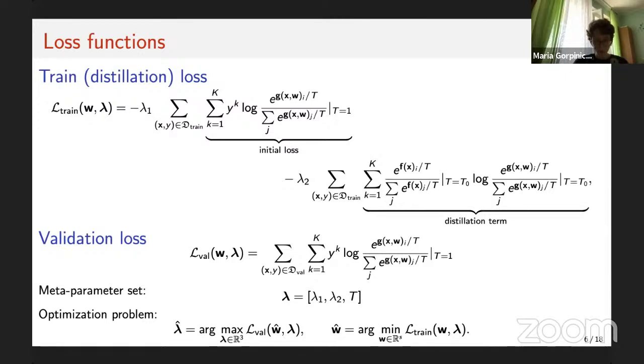Formulate the two-level optimization problem. On the first level, we minimize the L-train function and optimize model parameters. On the second level, we maximize the L-val function and optimize match parameters.